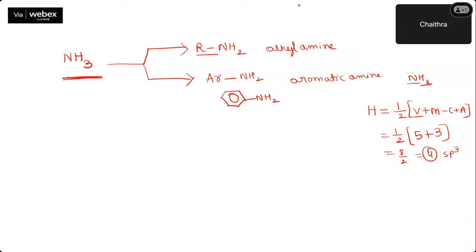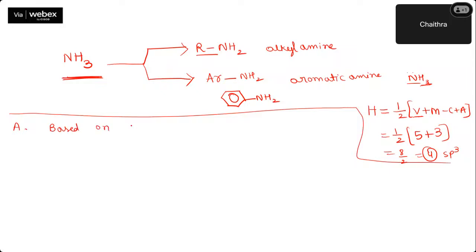So firstly, based on substitution by different groups itself, I will take. Let me write here. I will write the first classification of amines. First classification. This is based on substitution of hydrogen by alkyl groups or aryl groups. Different examples you can write.